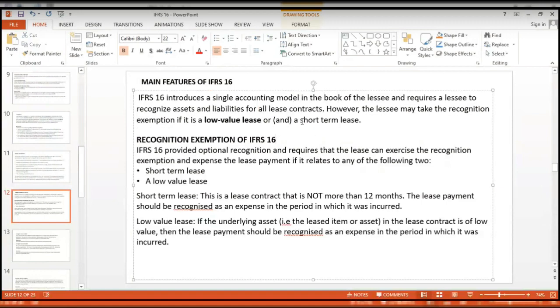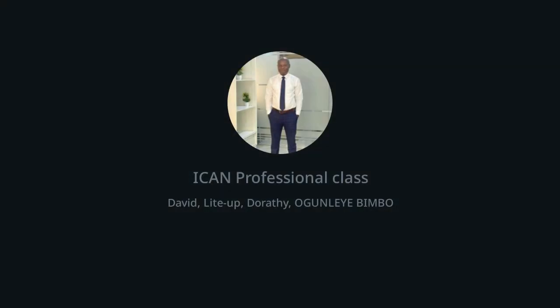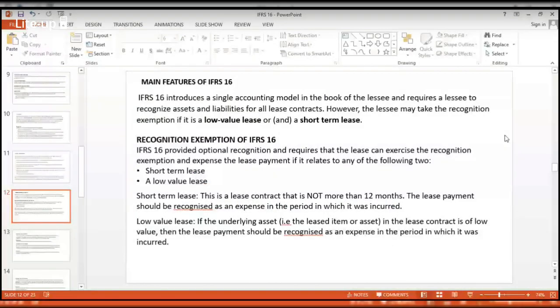And a short-term lease. Don't forget what we call short-term in accounting is 1 year and below. Long term is when it's beyond 1 year. Low value is when the amount involved in the lease is not material to the financial statement of the lessee. For instance, a business entity that generates 100 million naira as revenue annually enters into a lease arrangement of 70,000 naira or even 80,000 naira. That's immaterial. It's a low value lease.